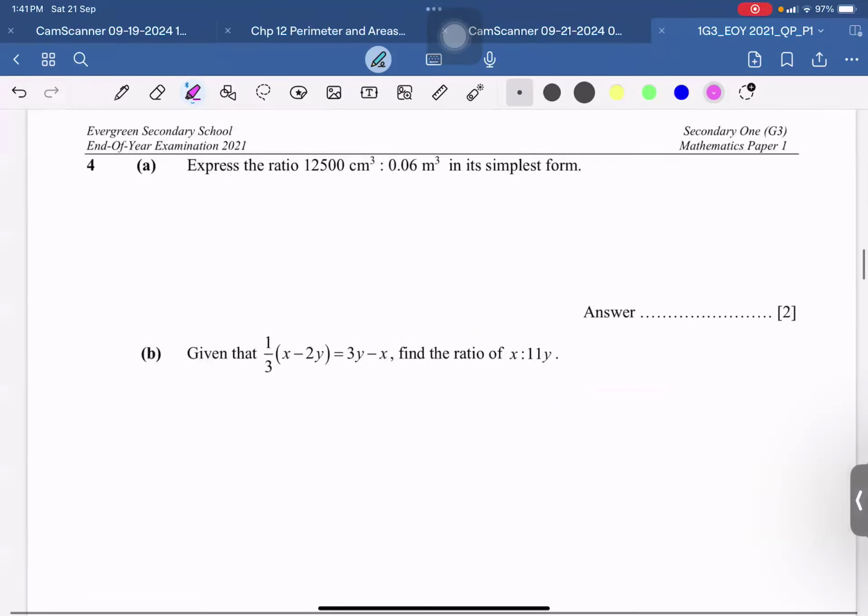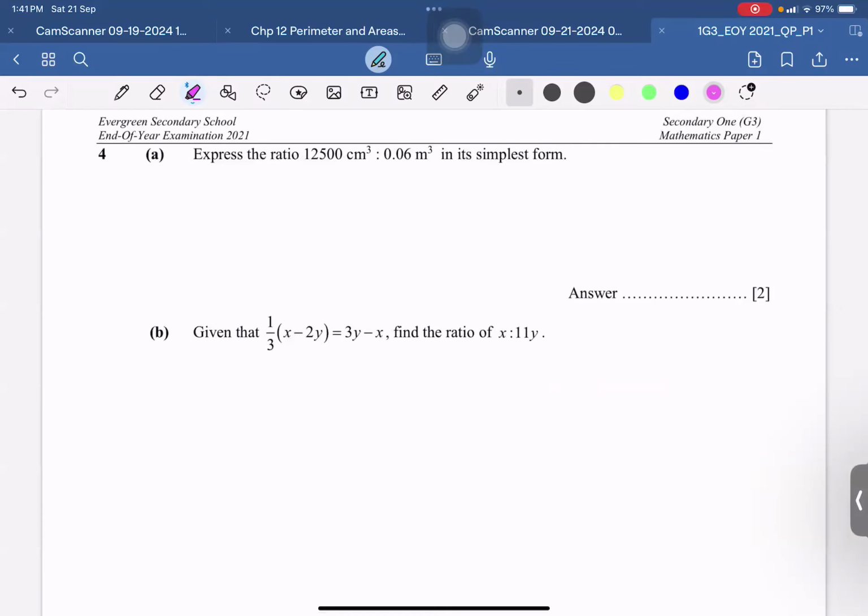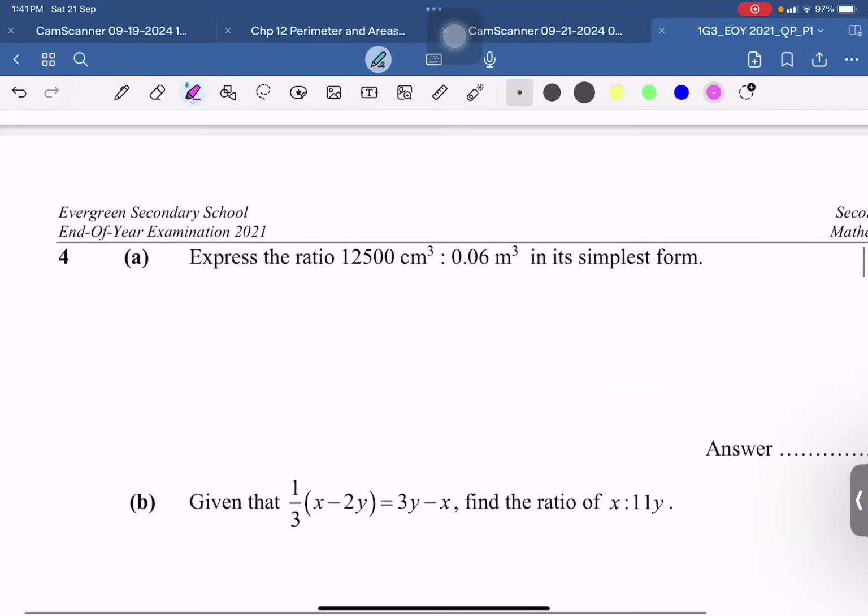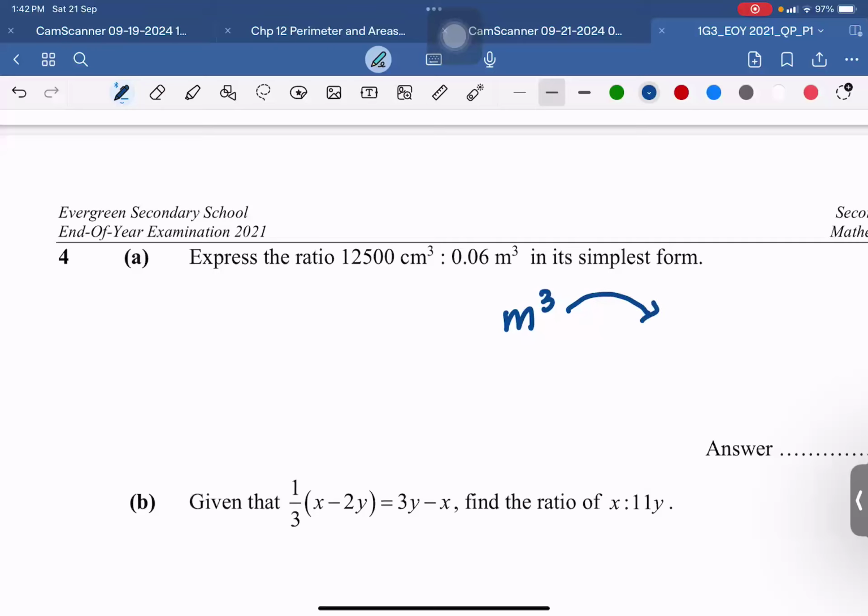Anyone needs question 4? What about question for A? Do you know how to change meter cube to cm cube? How do you change meter cube to cm cube? Meter to cm is times 100. If I want volume meter cube changed to cm cube, then I need to times 100 what? 100 cube. Okay, then once you change them to the same units, you can convert and do the answer on your own. Okay, you are going to try.